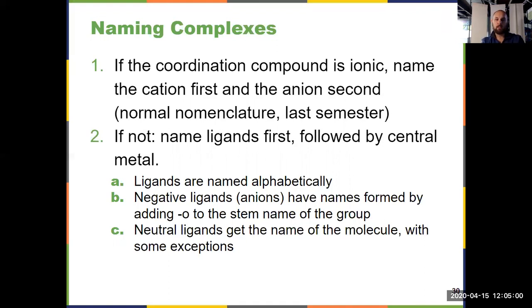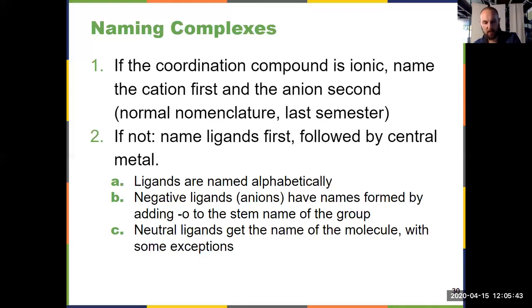Okay. But if we're dealing with covalent bonds, so things with high oxidation states, for example, we name these by naming the ligands first, followed by the center metal. And we'll typically have multiple ligands. So how do we separate those out? We put them in alphabetical order. If they're neutral, we typically just name the molecule, with some exceptions. Aqua, for example, is what we call a water ligand. If it's a negative ligand, so something that was anionic before it became a ligand, we add O to the root name of that anion.